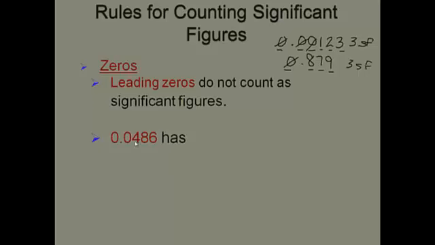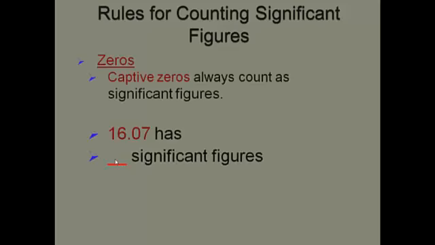This number also has 3 significant figures. If we look at 0.0486, leading zeros do not count as significant, so this number has how many? 3 significant figures. Let's look at another kind of zero.